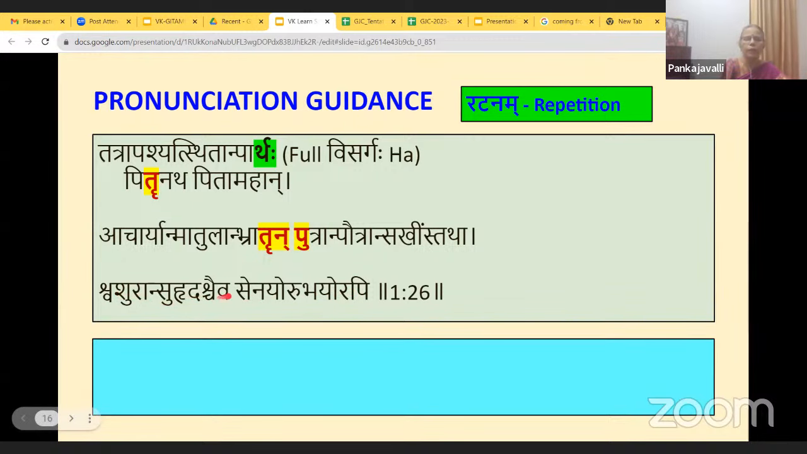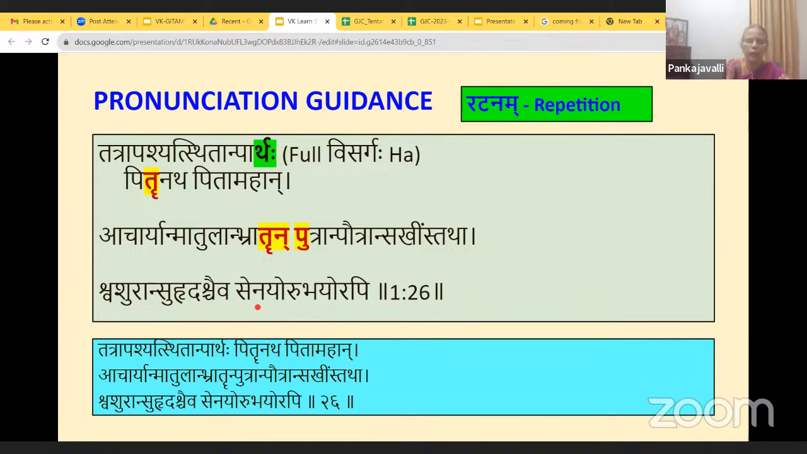So many difficult combinations will be there. We need to understand each word. Senayoho, ubhayoho, api. Shashuran, suhrudaha, cha, eva. So we must know all that. So this ratnam is there for you. I have split it here. If it is not split as a pada, this is a full sloka. When you split it, it must be a full visarga. Pitrunatha, then bratrun. Again, you split the pada. Just come online and start reciting the sloka in a split way, like how we pronounce in the Gita class.